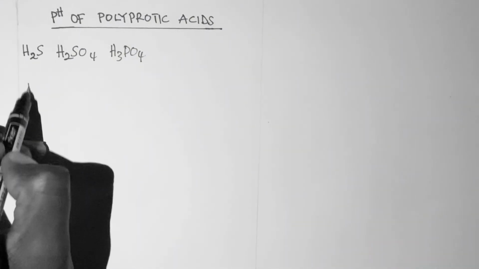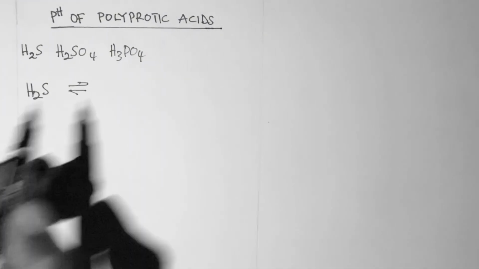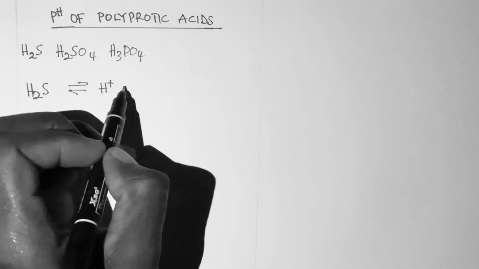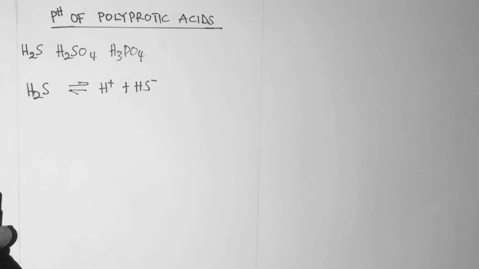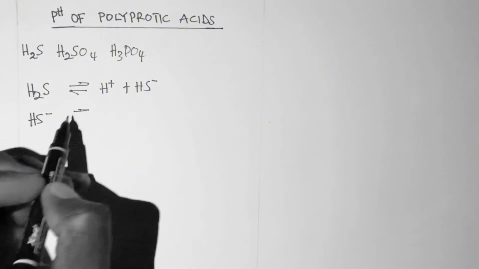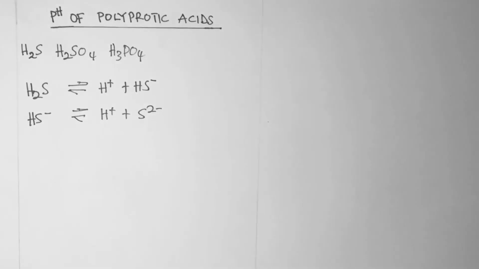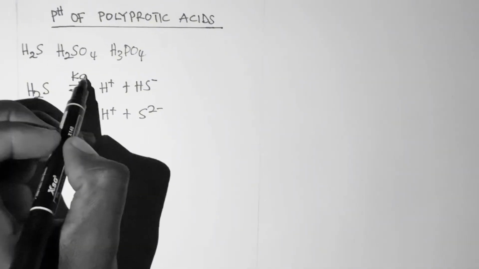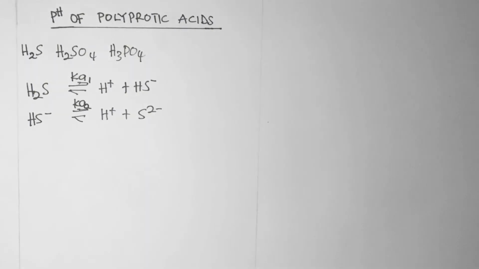For example, if you take hydrogen sulfide, first it will dissociate and give us hydronium ions and HS minus ion. Then in solution, this HS minus ion will dissociate again to give us hydronium ions and then S2 minus ion. So this one is the first acid dissociation constant, Ka1, and this is the second acid dissociation constant, which is Ka2. So let's take some examples and explore this concept.